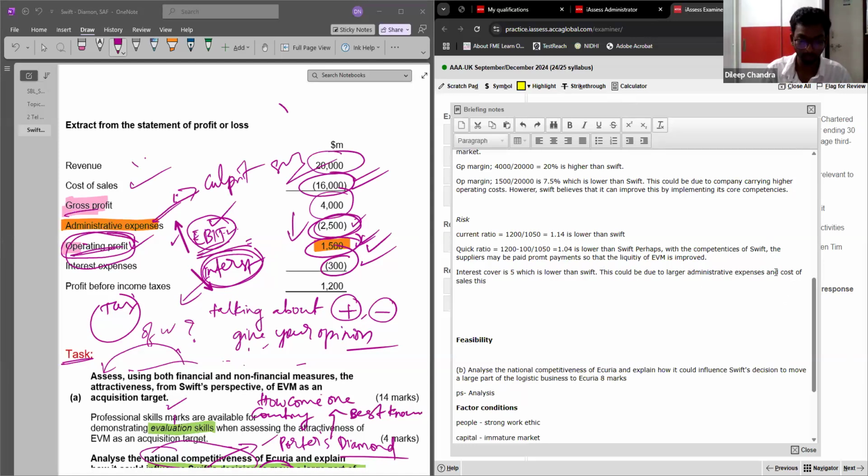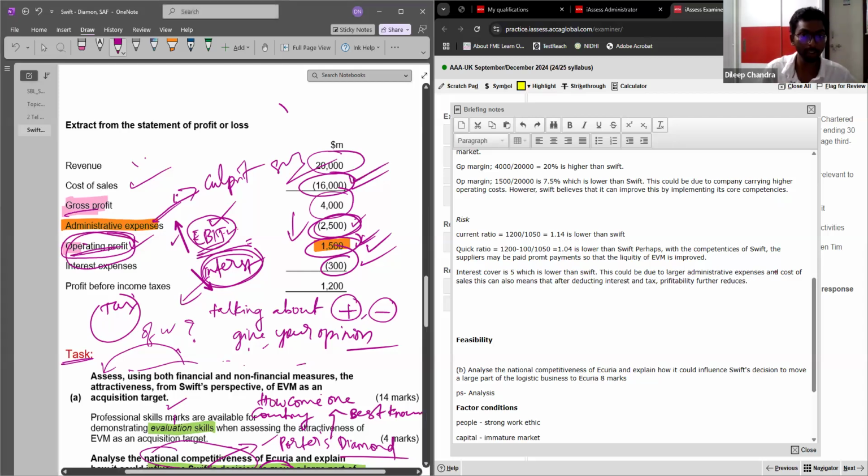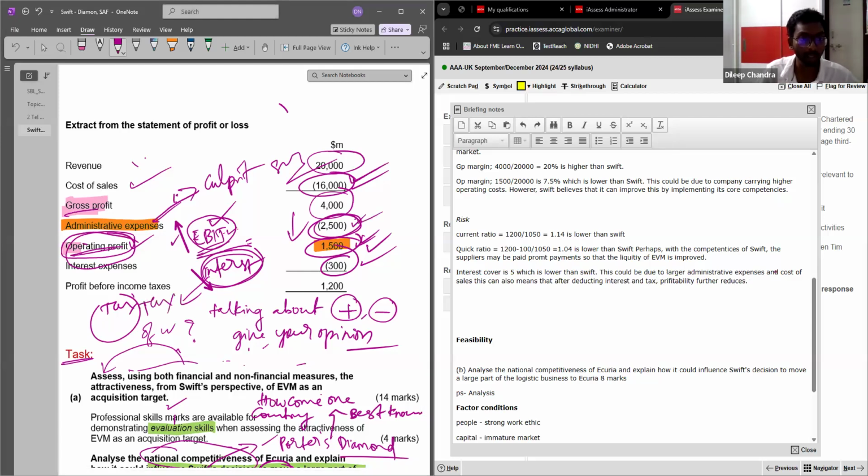This can also mean that after deducting interest and tax, profitability further reduces, right? So GP has, cost of sales is this much, administrative expenses are this much. Imagine if you reduce tax, after that your profits from 1,200 might get even reduced. So there is a possibility. One negative aspect I'm saying here.